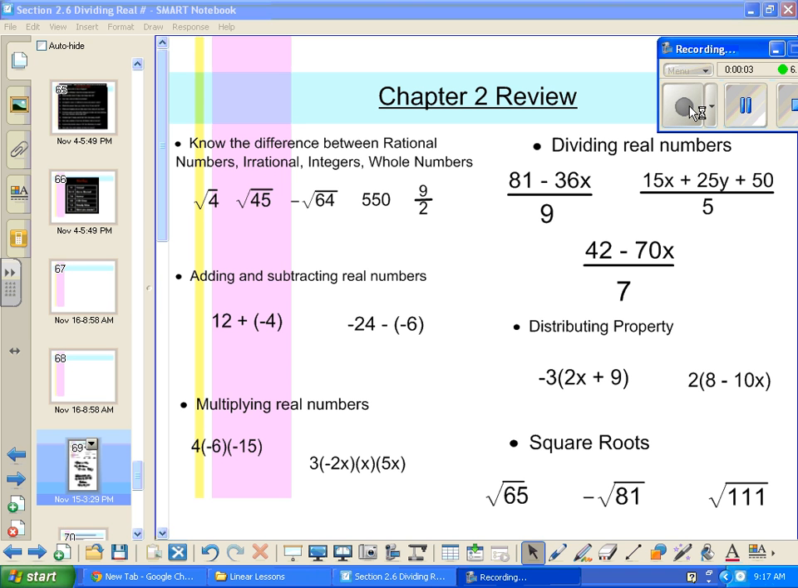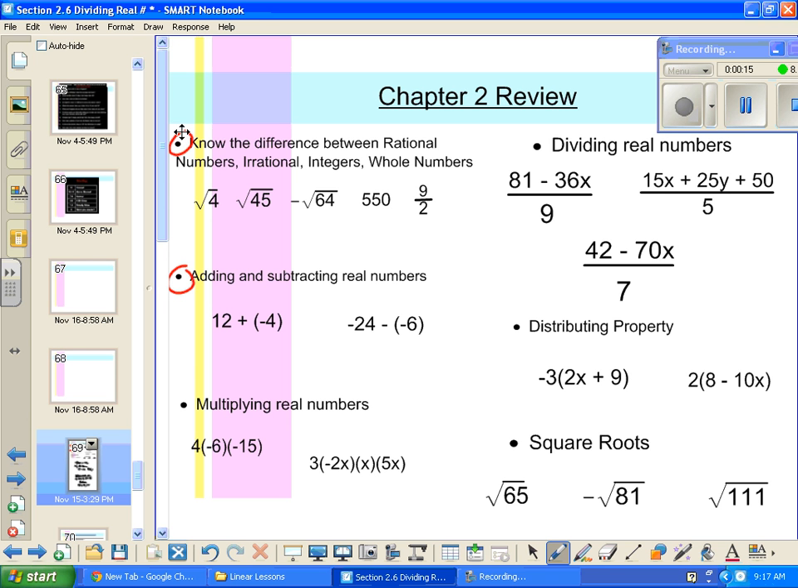Today in class I'll be reviewing the Chapter 2 topics that we've talked about over the past couple of weeks. Tomorrow we have our Chapter 2 test. So here are some of the basics, some of the main things that I would like our students to know as we go into the test tomorrow.